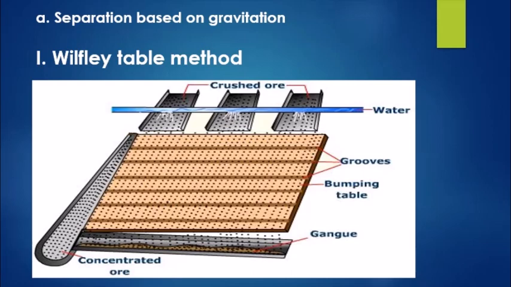This is the method in which you can separate the ores: the lighter minerals, the lighter gangue particles, can be separated from the heavier particles. So this is the first method, that is the Wilfley table method.